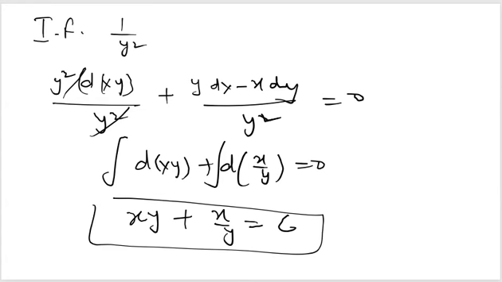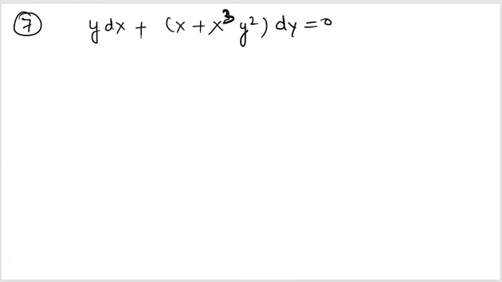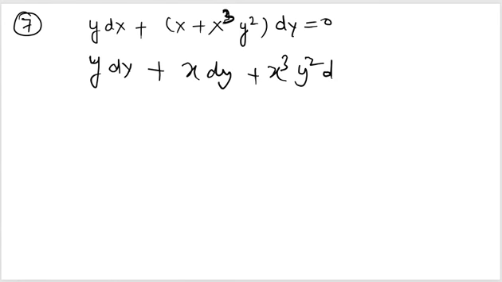The only important step is figuring out the integrating factor. So here I'll say the integrating factor in this question is 1 upon y square. This is the integrating factor by the inspection method. Let us see one more question. Let me open the other term. When we open, we get x times dy, and here you get x cube y square dy.